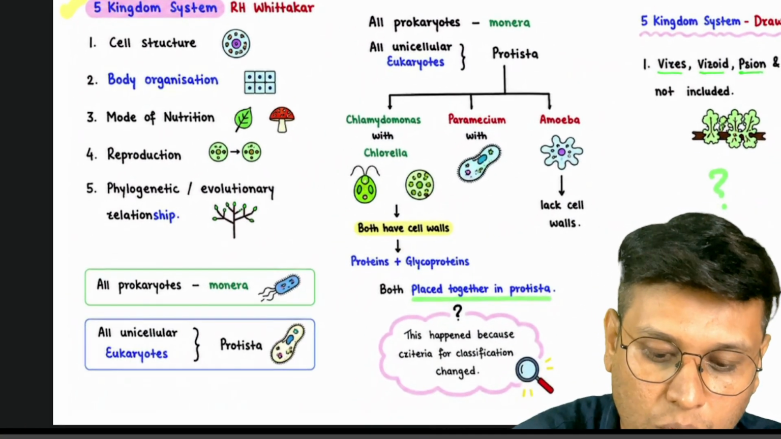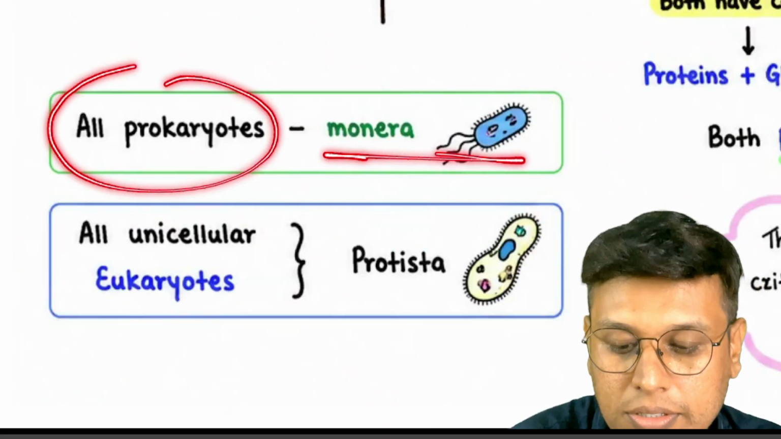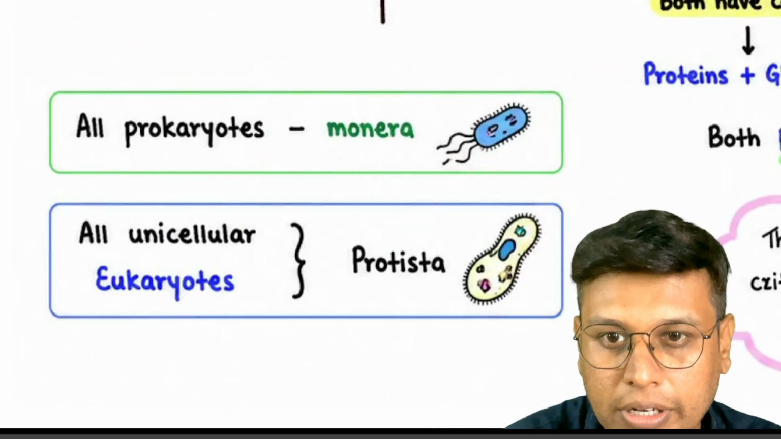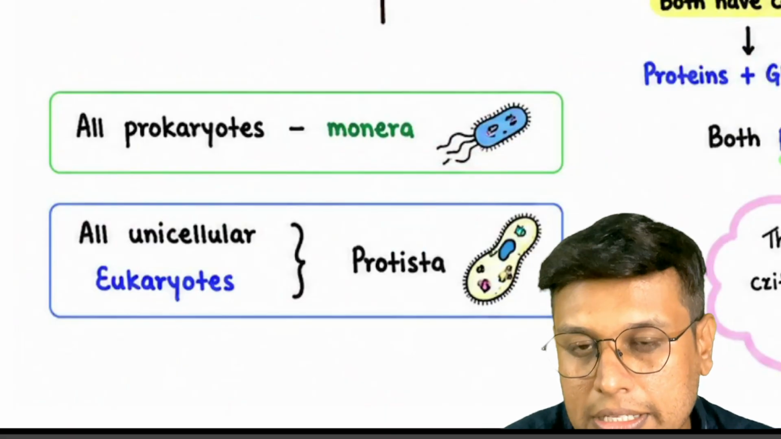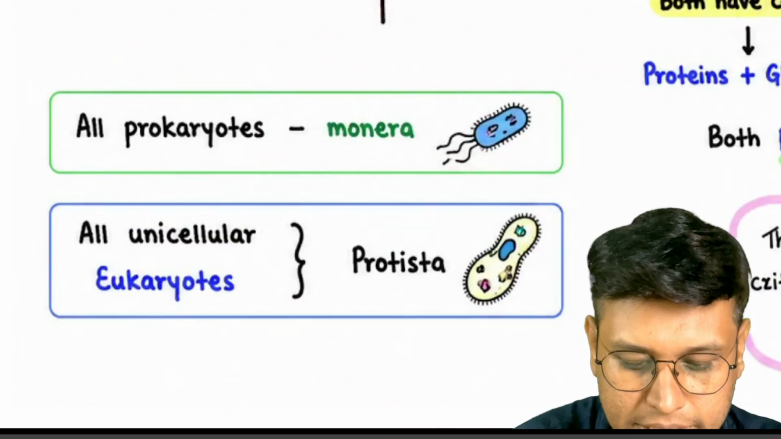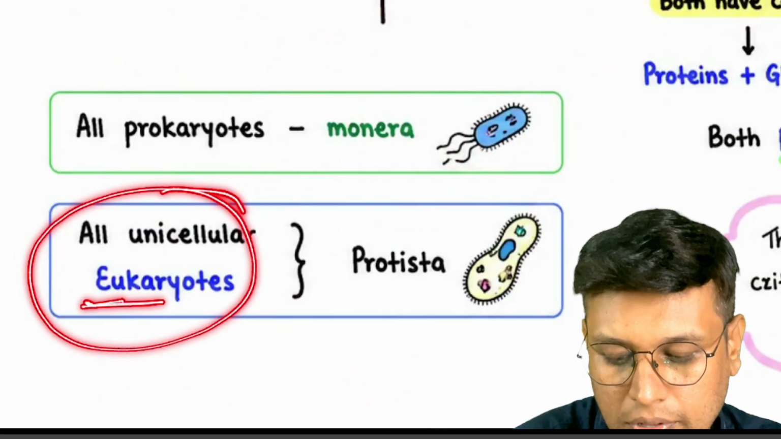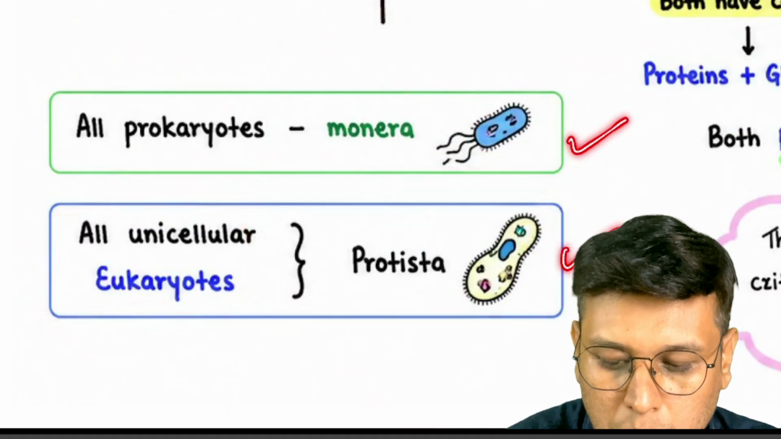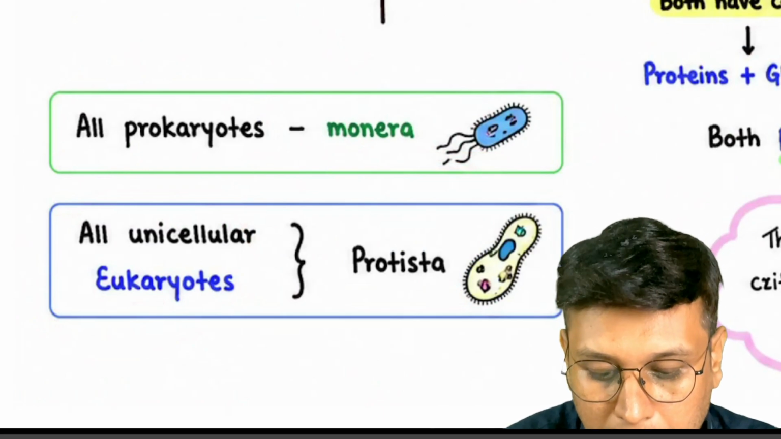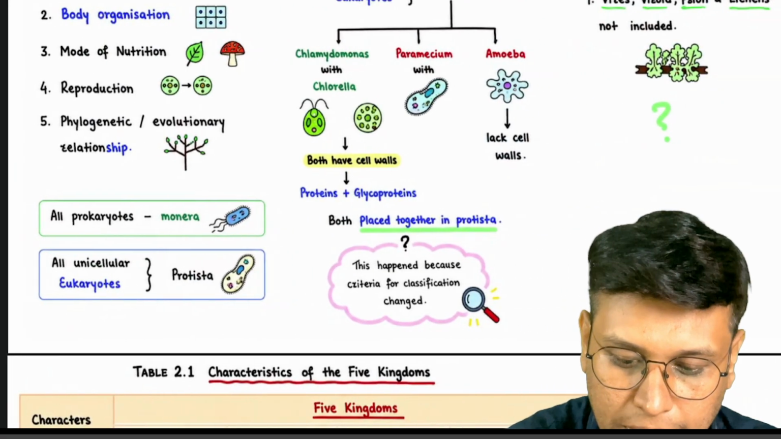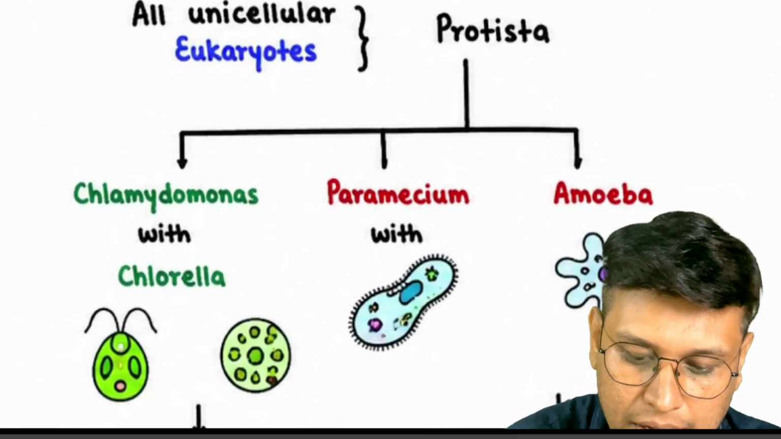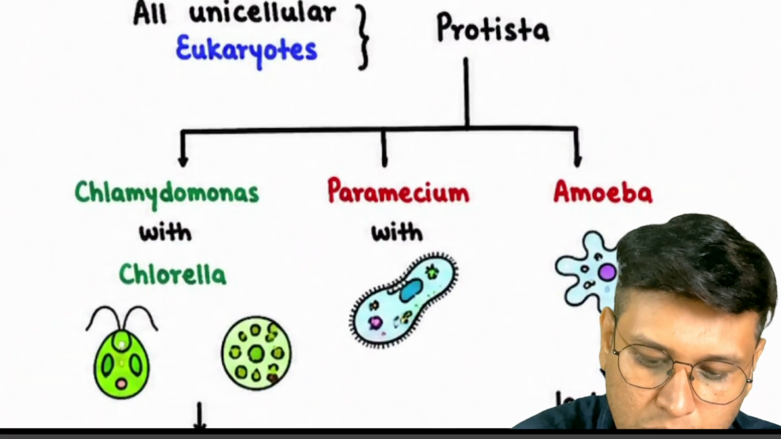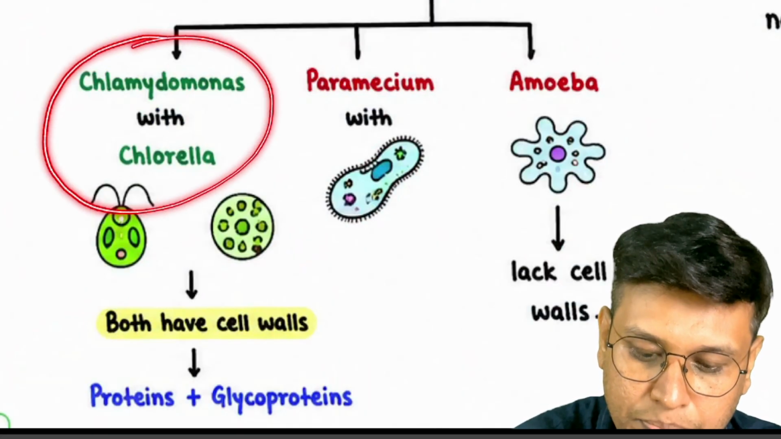Next thing they did was to put all prokaryotes in Monera. All prokaryotes. If you don't have a nuclear membrane, put that organism into Monera. Next, all unicellular eukaryotes are placed in Protista. Most important. So these two kingdoms' addition solved most of the problem.